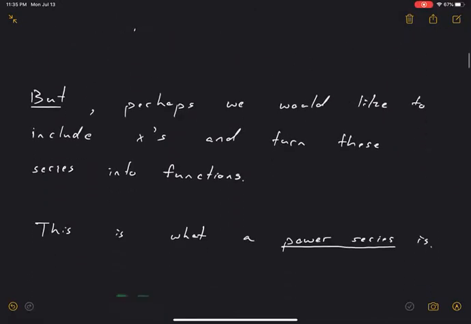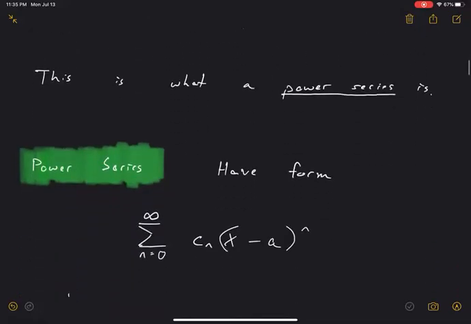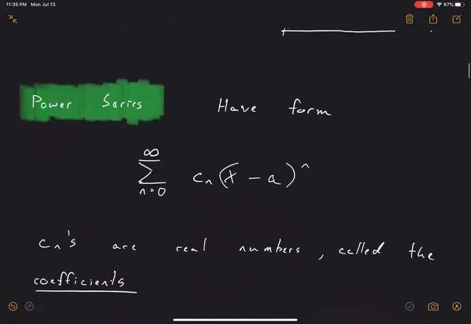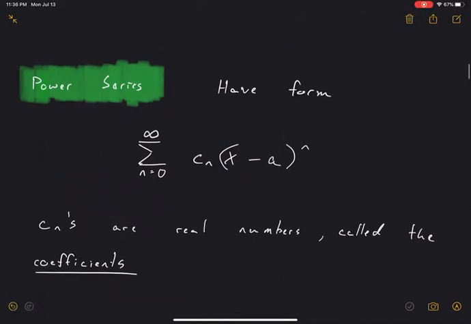But maybe we want to make some sort of function out of these series. Maybe we want to introduce an independent variable, an x, and turn these series into functions, okay? This is what this section 11.8 is about. It's about power series. So we're not just going to do this willy-nilly. When we introduce this x, we do it in a special form. A power series is a series of this form: the sum from n = 0 to infinity of c_n times (x - a)^n.